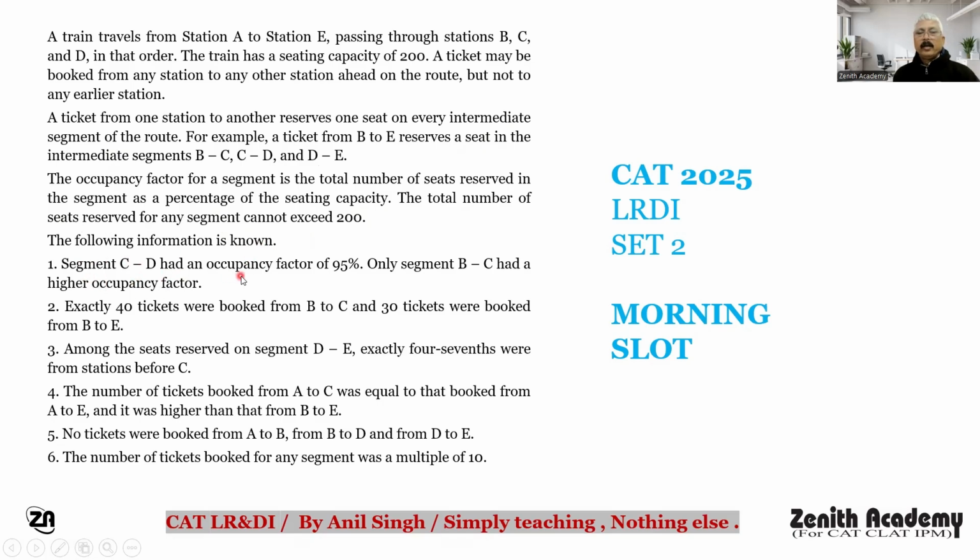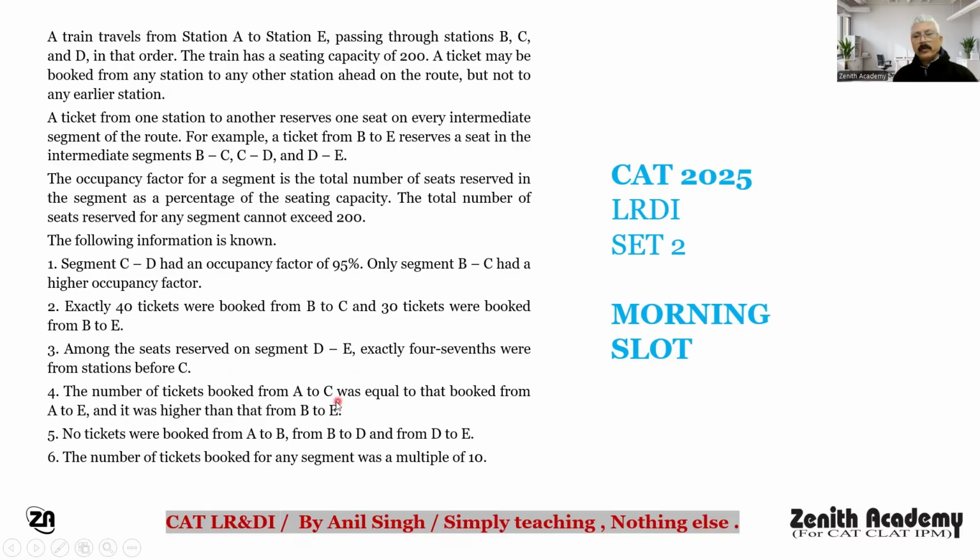Segment CD had an occupancy factor of 95%. Only segment B to C had a higher occupancy factor. Exactly 40 tickets were booked from B to C and 30 tickets were booked from B to E. Among the seats reserved on segment D to E, exactly 4/7 were from stations before C.